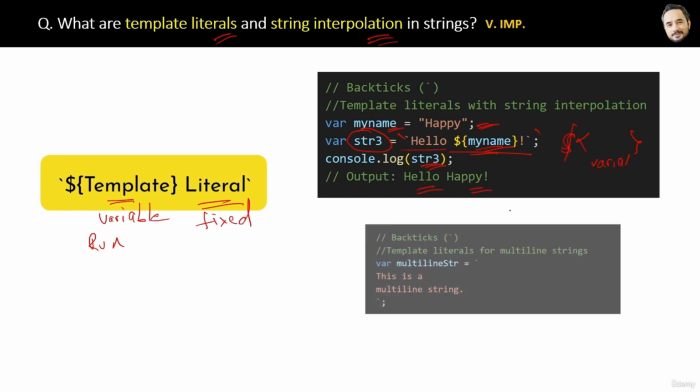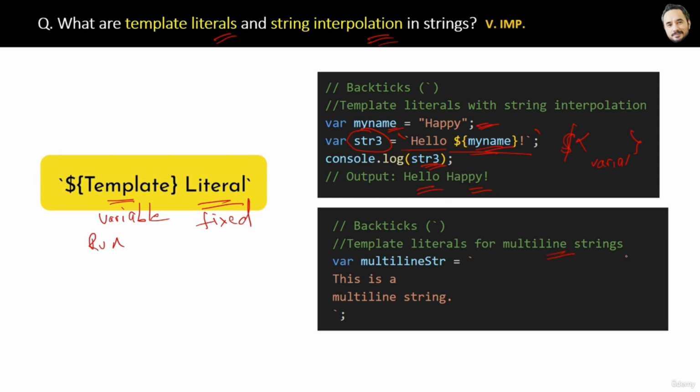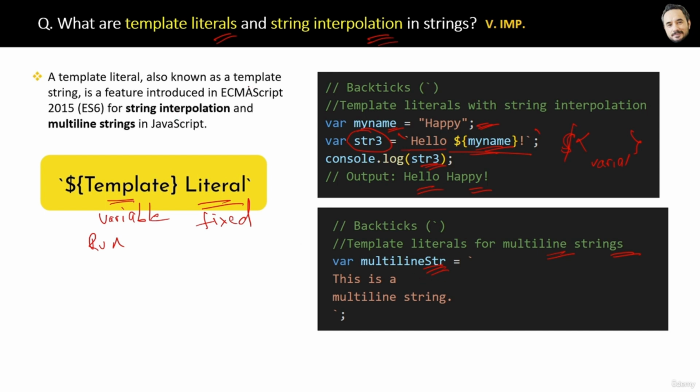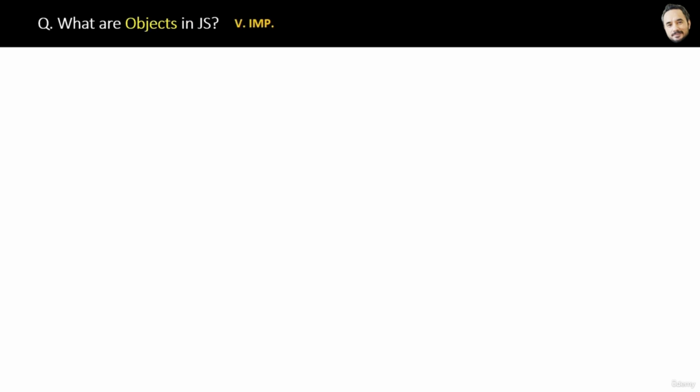Also, template literals can be used to store multi-line strings like this. Great. Finally, the definition of the template literal is: a template literal, also known as template string, is a feature introduced in ECMAScript 2015 (ES6) for string interpolation and multi-line strings in JavaScript. That's it.